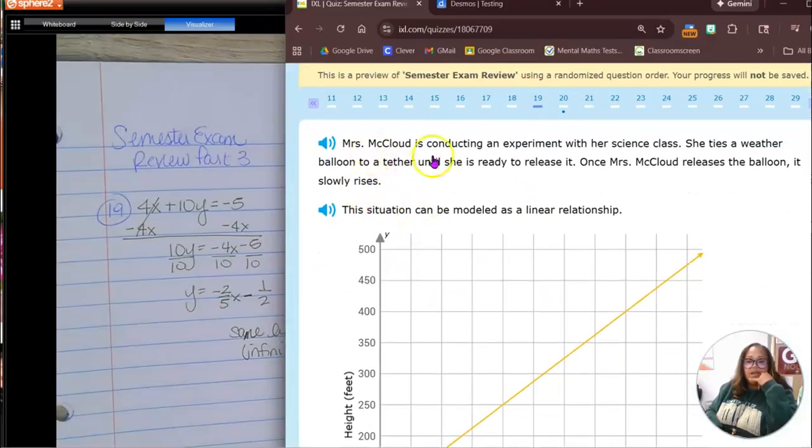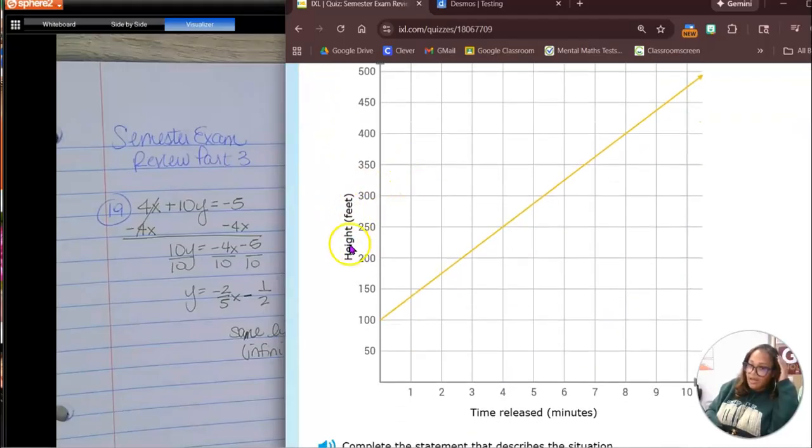It says Mrs. McLeod is conducting an experiment with her science class. She ties a weather balloon to a tether until she's ready to release it. Once Mrs. McLeod releases the balloon, it slowly rises. So this is the height in feet. This tells me that it starts at 100 feet off of the ground. Not at 0 feet, it's at 100. And then the slope will tell me how much it rises per minute.